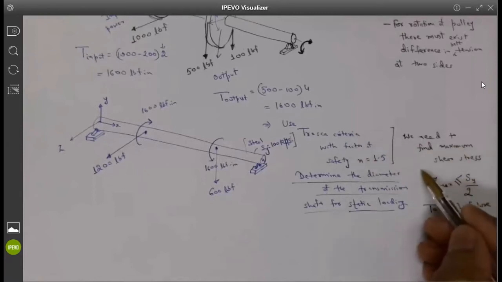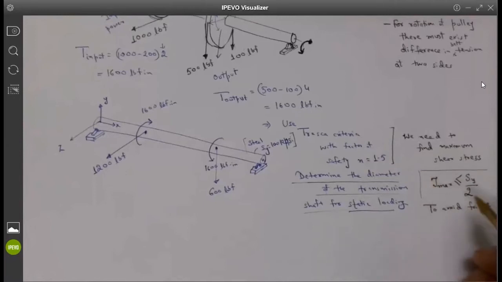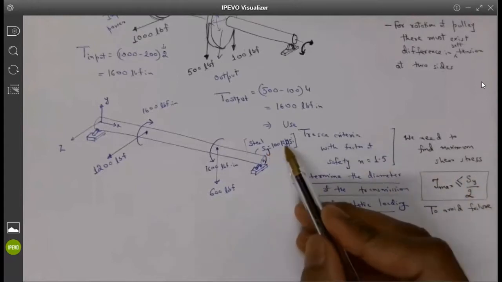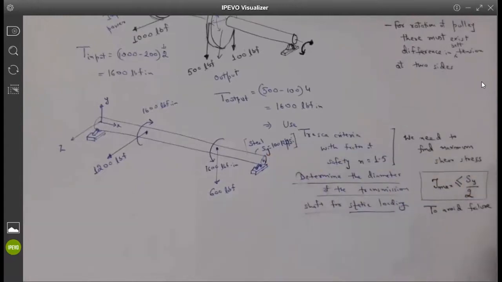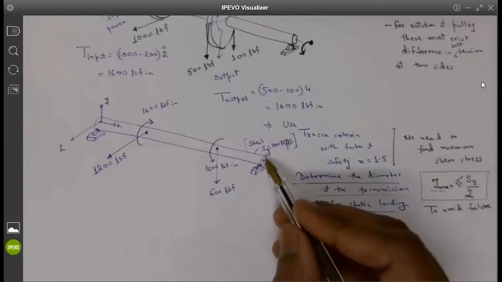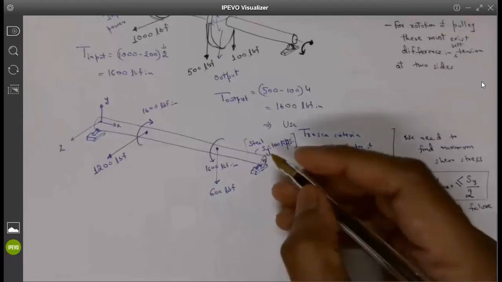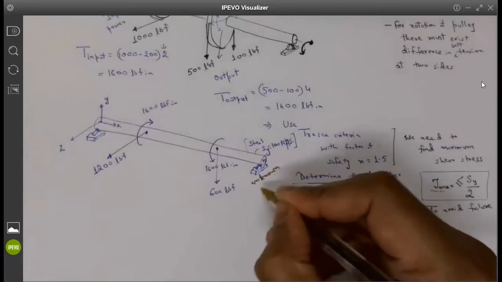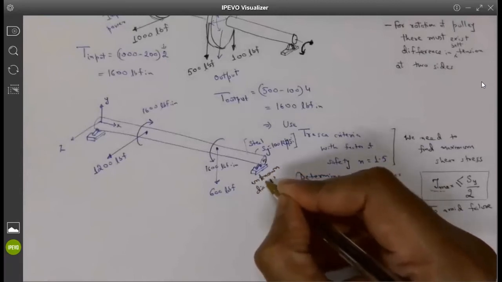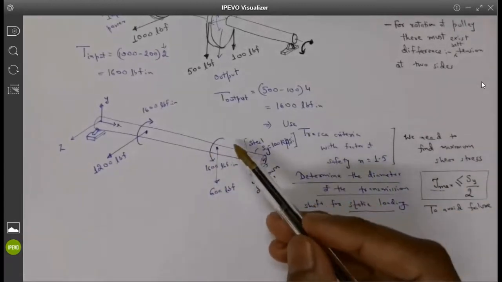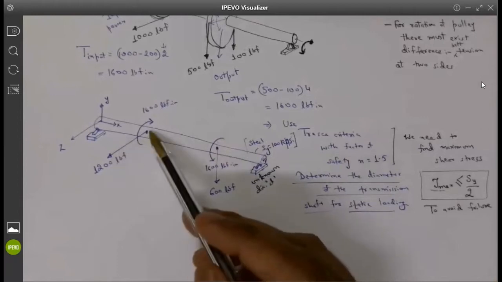So Tresca criteria says that the maximum shear stress in the material must be less than half of the yield strength. The yield strength of the material we have assumed is 100 kilopounds per square inch. Now, what we have to find out is the maximum shear stress this shaft is being subjected to. If it has an unknown diameter D, what are the stresses coming in the material? To calculate the stresses, we first have to see what the loads are.